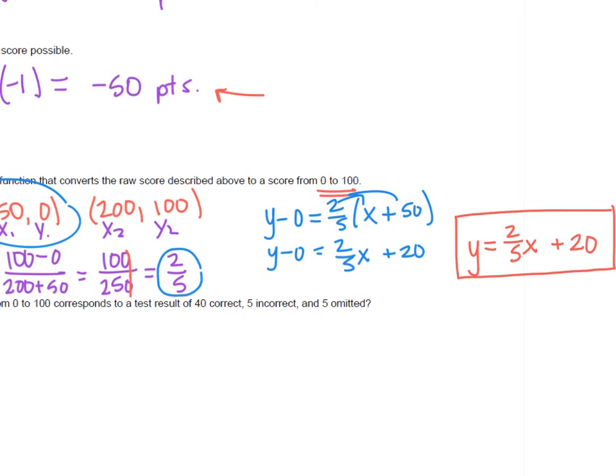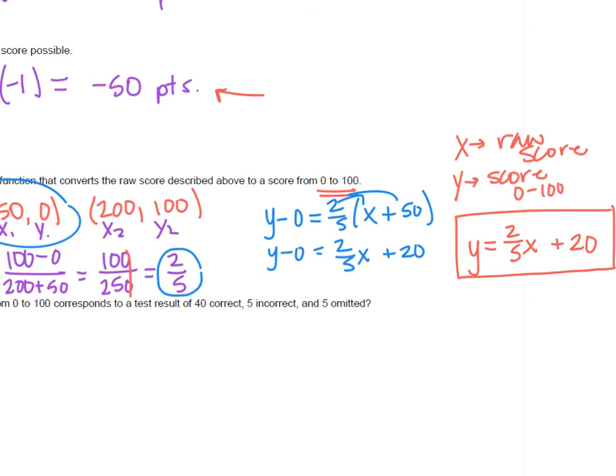So if we look at our ordered pairs, the x is representing the raw score. And what our little equation says is that if you take the raw score, you multiply it by 2/5 and add 20 to it, you're going to get the converted score, or the converted value, that will be between 0 and 100. So y represents the score between 0 and 100.